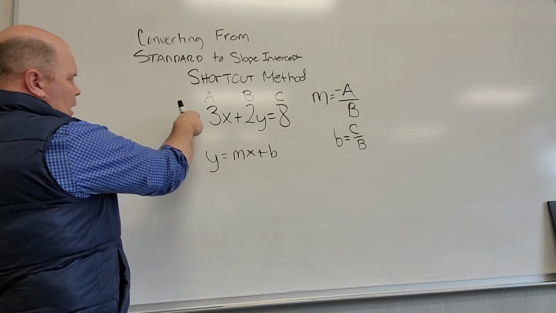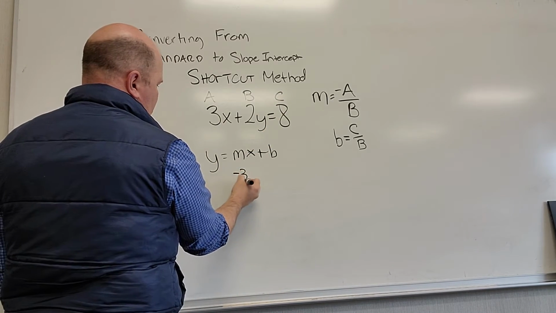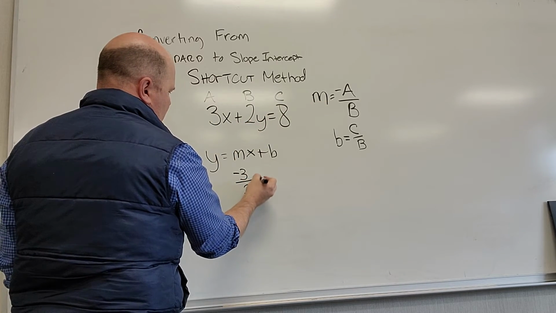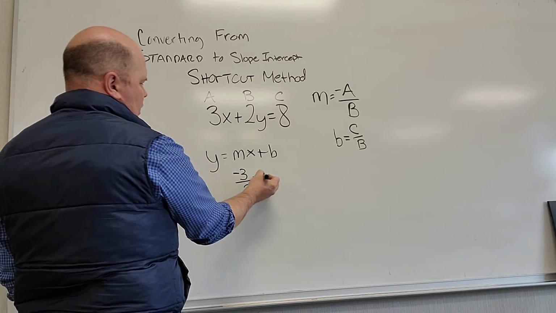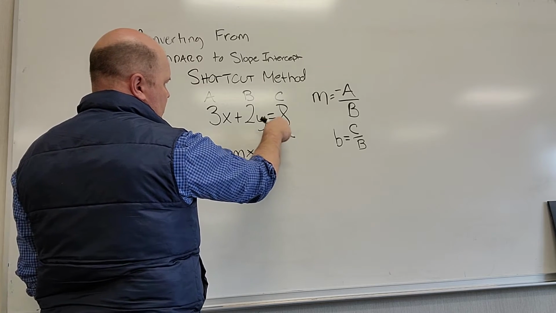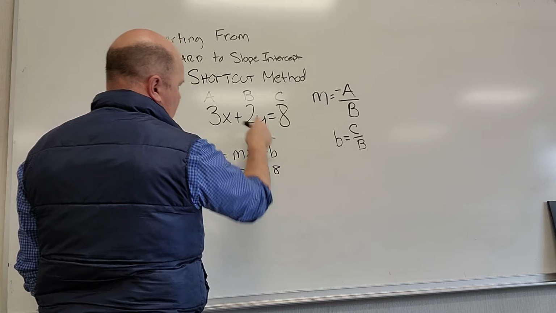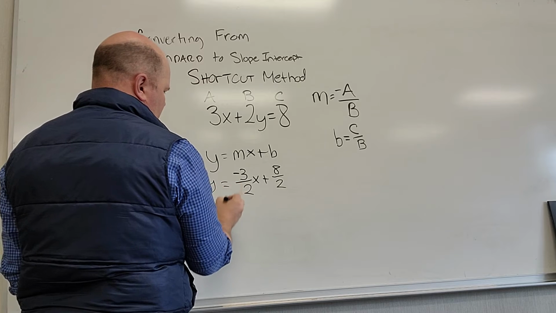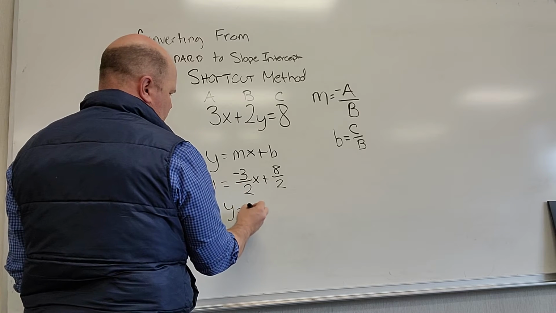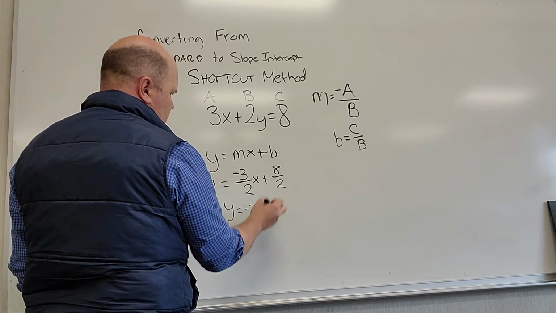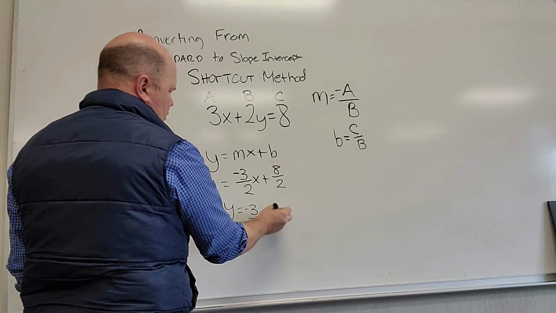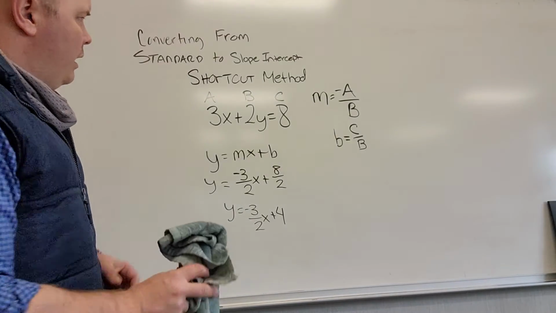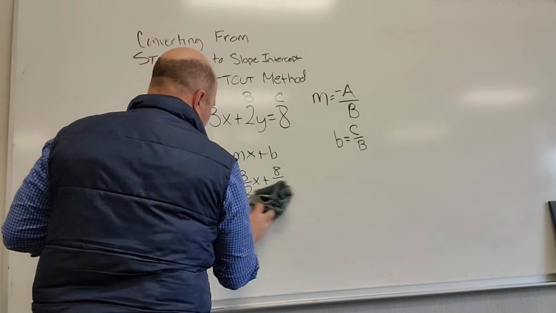So my slope is going to be the opposite of this value, negative 3, divided by my B value, 2, and the x falls down. Then my y-intercept is going to be this C value, which is 8, divided by my B value, which is 2. And I'm left with y is equal to negative 3 over 2 x, and 8 divided by 2 is 4. Okay, that's the shortcut method. Let's look at it again and do it the same way again.